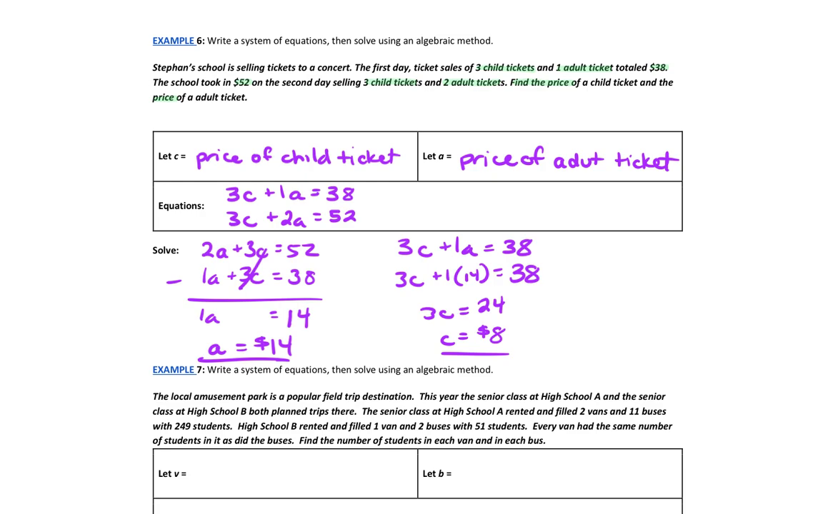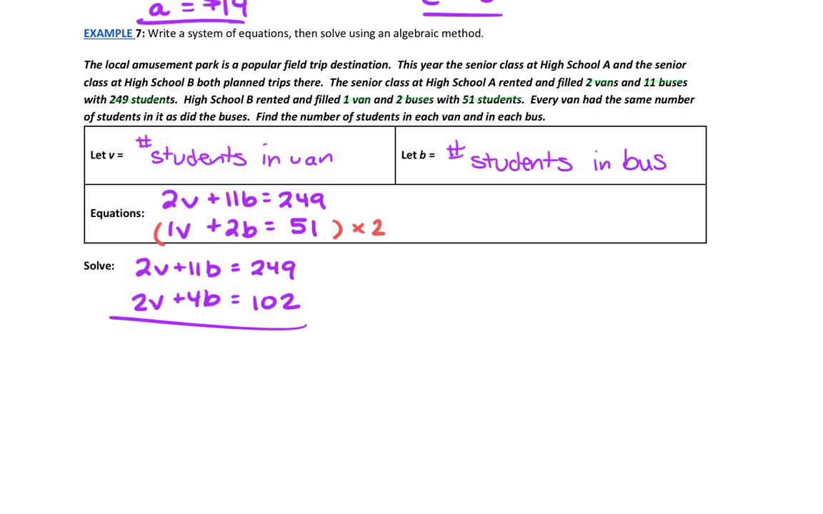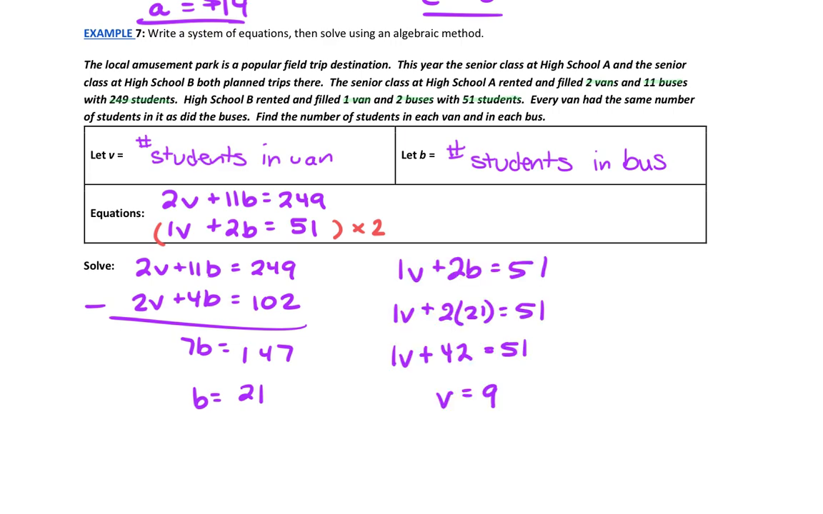I would like you to try example number 7 and then check in with what I did. So please pause the video and then check. So we set up the equations for vans and buses, wrote the equations, multiplied them by 2. We go through and subtract, and I've got 7b is 741. We go ahead and solve that, and we get 21 buses. 21 kids in a bus, and then you go ahead and solve for the number of kids in a van. And I ended up with a van carries 9 students.